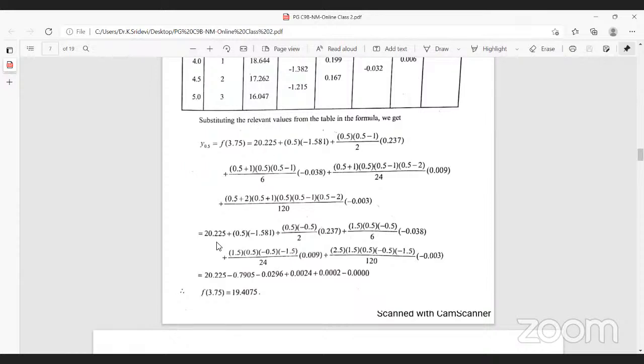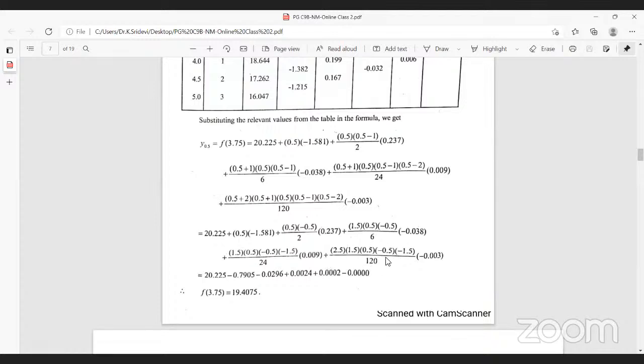The first term is as it is, the second term is as it is, and you can write the third term like this. And simplify this one. 0.5 plus 1 is 1.5. 0.5 into 0.5 minus 1 is minus 0.5 by 6 into this one. Plus, so this one is 1.5, this one is 0.5, this one is minus 0.5.